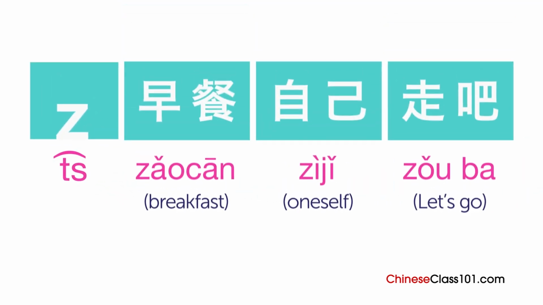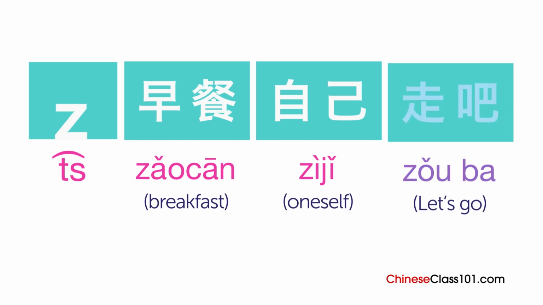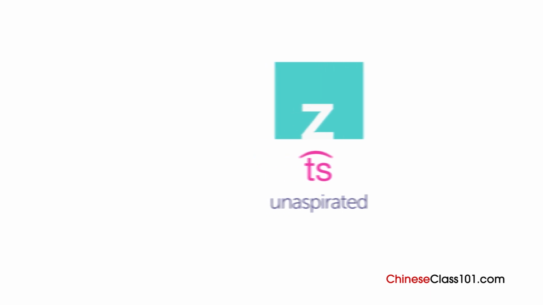The first consonant is z, 早餐自己走吧. This consonant sound is like a combination of a T and an S sound. It starts off as a T sound, but ends with an S sound. Here's a great tip. You can produce this sound by saying the word pizza. So one useful trick is to bounce off of the ending when trying to pronounce this consonant sound. Additionally, this is an unaspirated sound, so don't blow out a puff of air. Otherwise, you'd be making another sound.